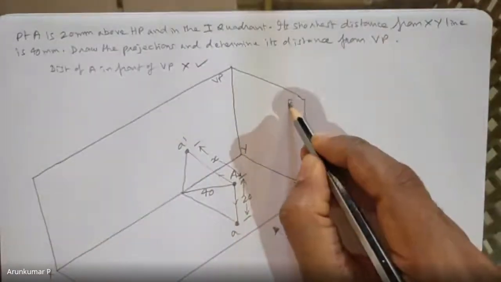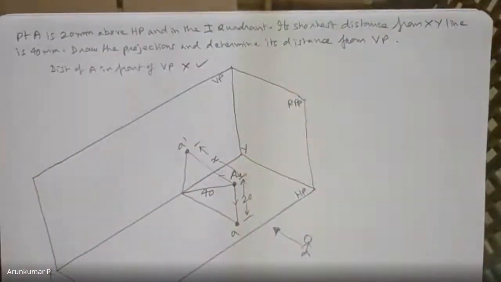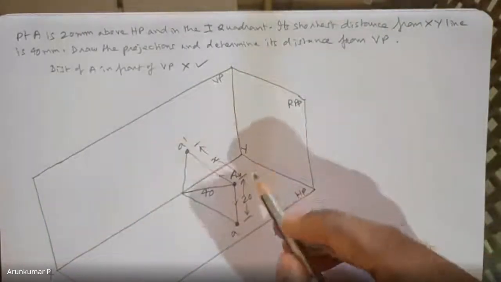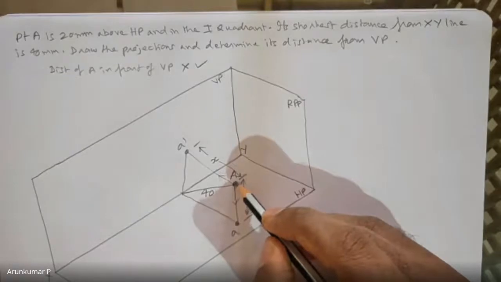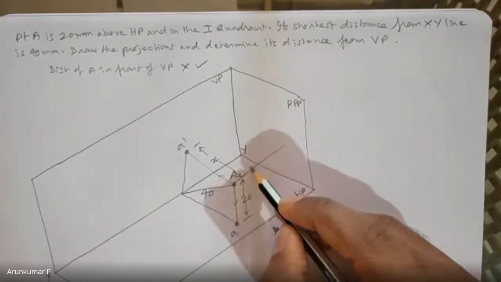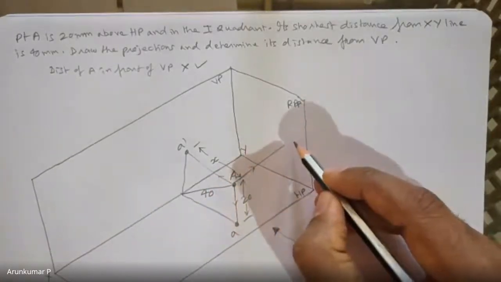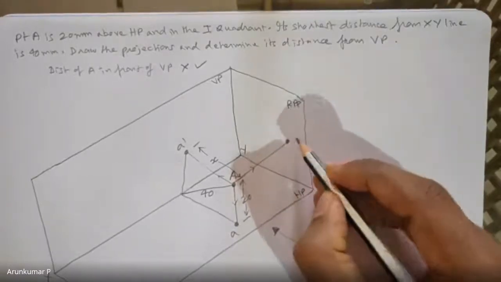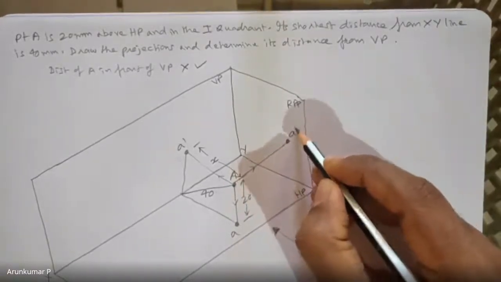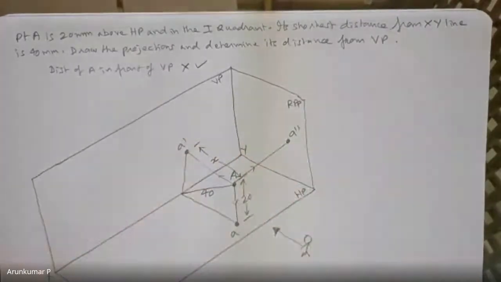This is the right profile plane. If I project the point A onto RPP, then I think somewhere here it is going to intersect RPP, and I am going to get A double dash, the left side view.